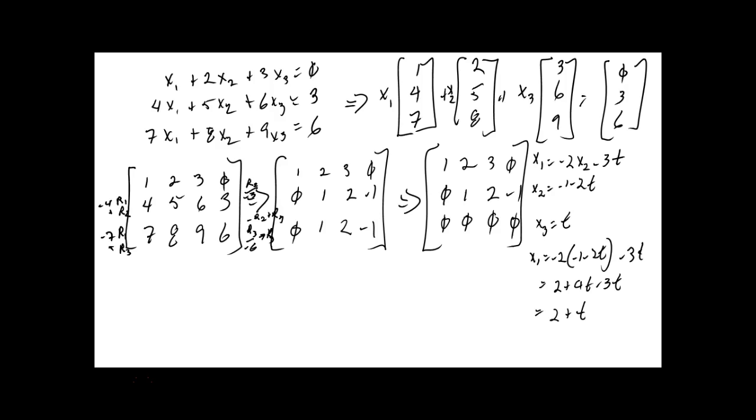Okay, so let's put that in. If t is negative 1, then what's your x1? 1, your x2 would be 1. Okay? Yeah, that would be plus 1 minus 1 is 1. So we got 1, 1, minus 1. And sure enough, that is the solution as well. And that's the one they did.